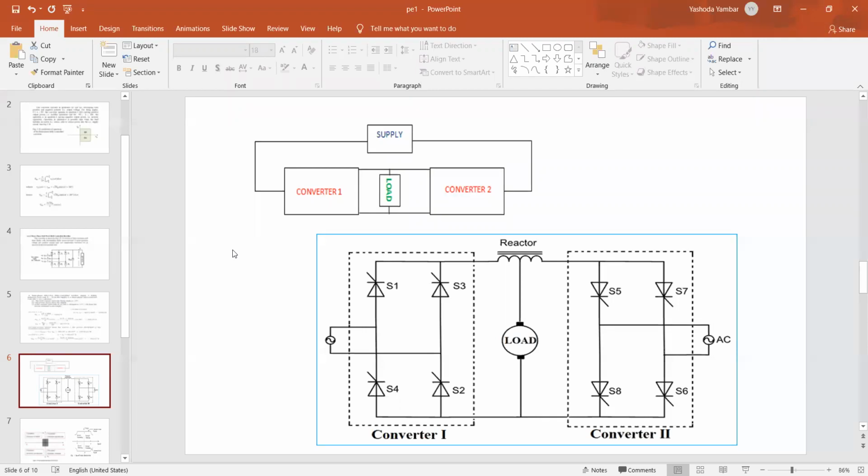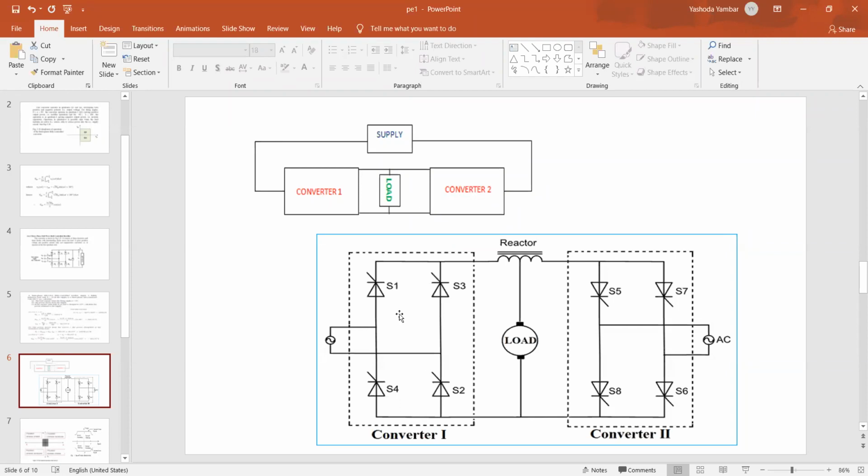You can ask, sir, what is this 4-quadrant, 2-quadrant, and all those things? We'll see this one first. So what is the definition of dual converter? Two fully controlled converters are connected back to back or connected in anti-parallel connection. It forms a dual converter.